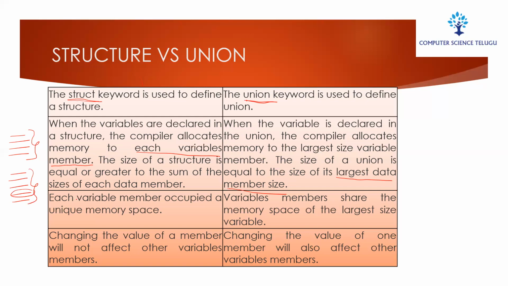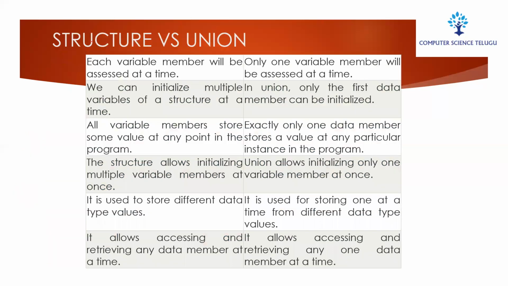Next, in a structure each variable member occupies its own memory space, and in union the variable members share the memory space of the largest variable. Next, changing the value of a member will not affect other variable members, and in case of union, changing the value of one member will affect the other variables. Okay. Next, each variable can be accessed at a time.